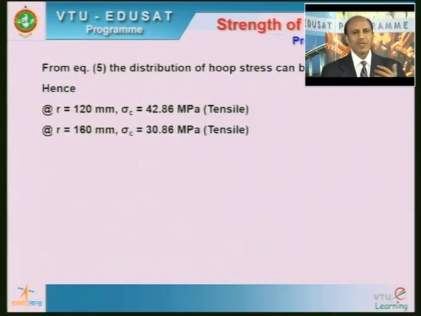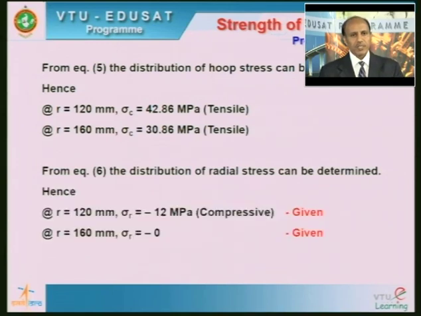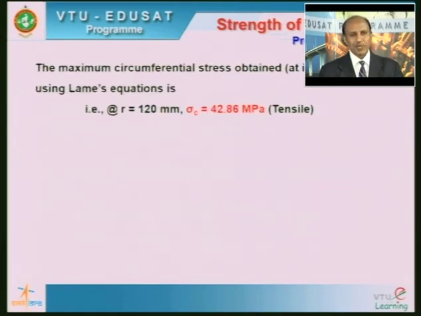Similar to what we did in the previous problem, we calculate the circumferential stress at the inner surface, the circumferential stress at the outer surface, the radial stress at the inner surface, which is nothing but Pi, and the radial stress at the external surface, which is nothing but 0. Now, one more piece of information we are trying to calculate in this particular exercise.